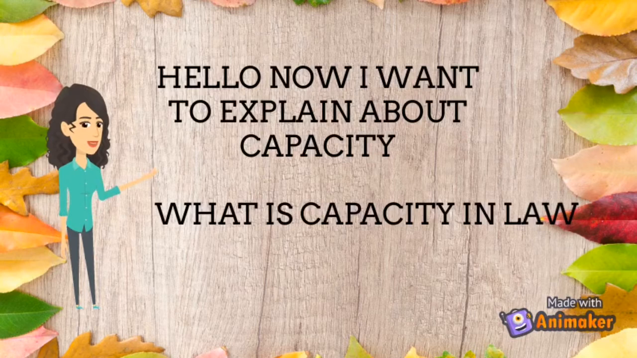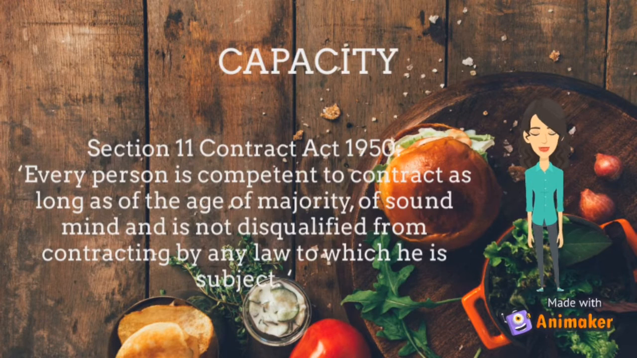Hello, now I want to explain about capacity. What is capacity in law? Capacity, Section 11 Contract Act 1950. Every person is competent to contract as long as he is of the age of majority, of sound mind, and is not disqualified from contracting by any law to which he is subject.